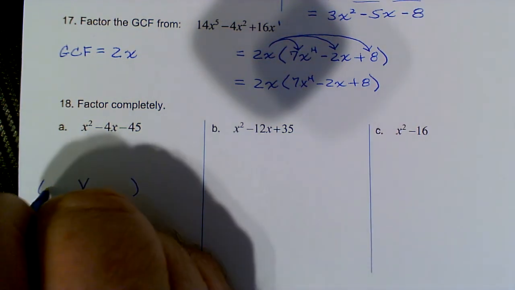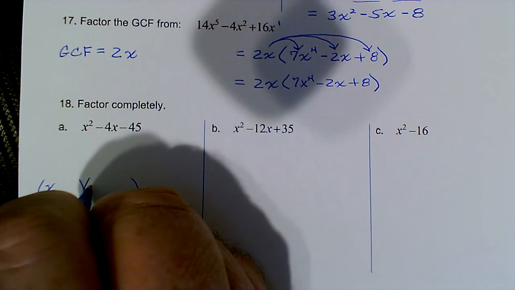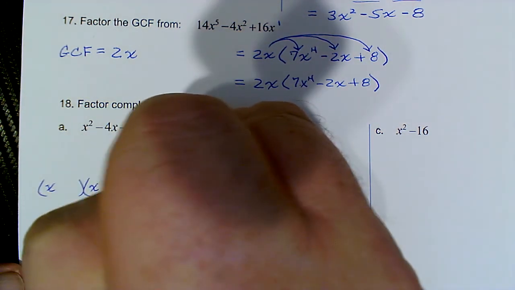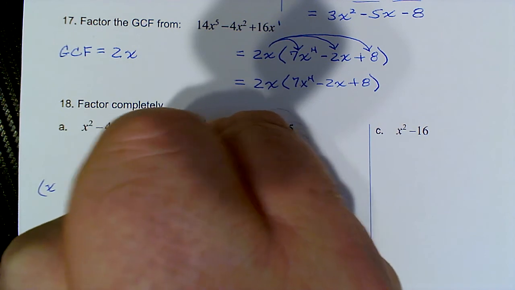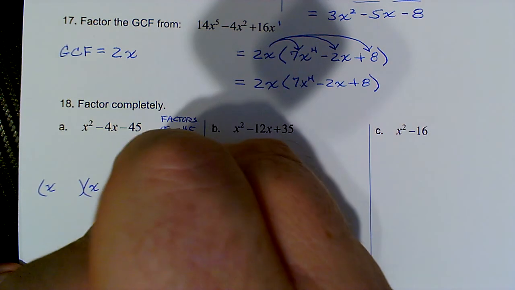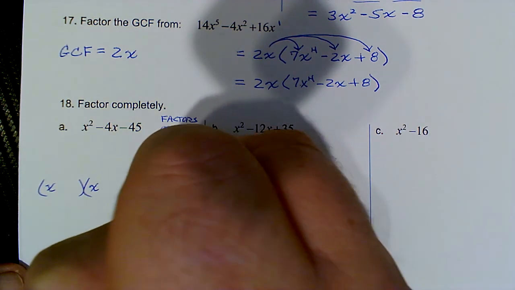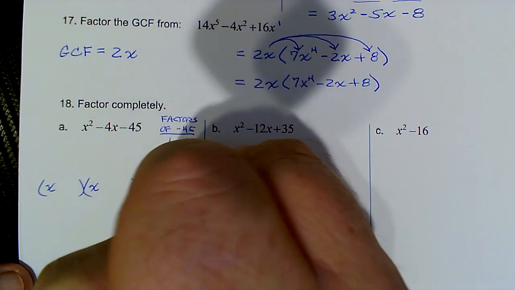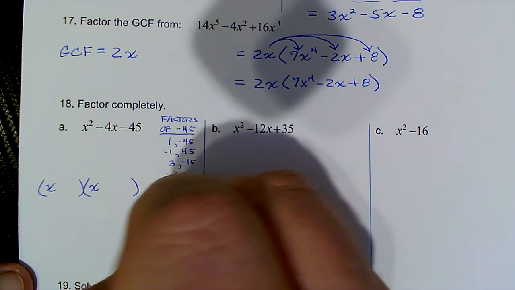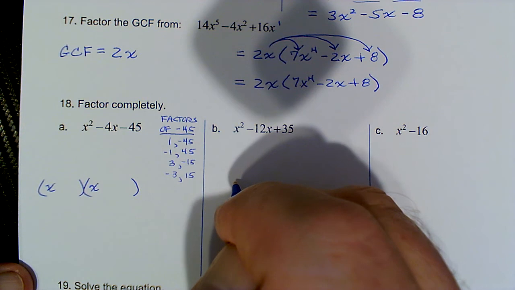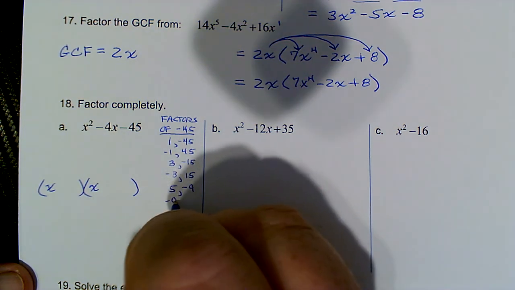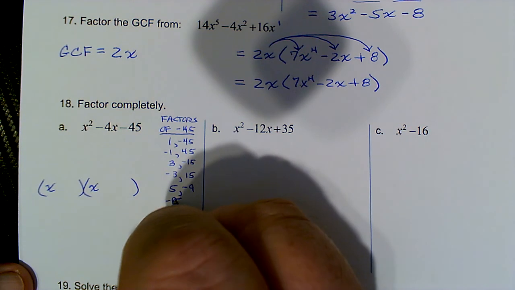And if it is, then in the product of the two binomials, the first term of each is just going to be x. And then to determine the second term of each, we list the factors of the constant term. In this case, negative 45. So that would be 1, negative 45, negative 1, 45. 3 and negative 15, negative 3 and 15. And then the only other pair of factors are 5, negative 9, and negative 5, and positive 9.